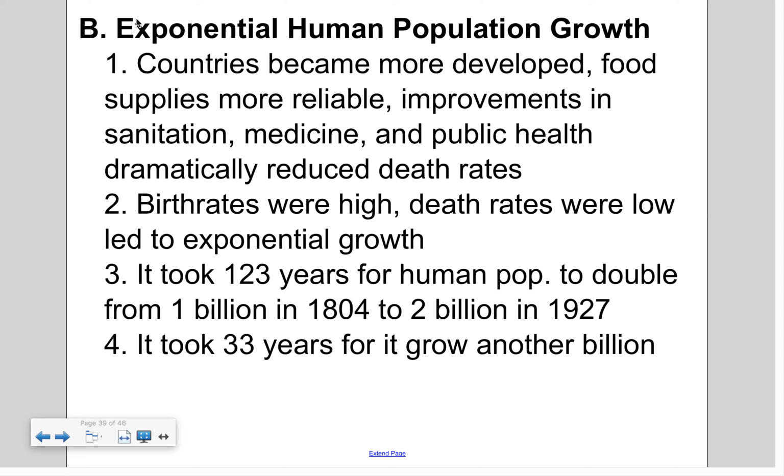And so your book actually talks about how fast the human population has increased. It said it took 123 years for the human population to double from 1 billion in 1804 to 2 billion in 1927. And then after that, 33 years for it to grow another billion. And since that time, our population has increased dramatically in shorter periods of time.